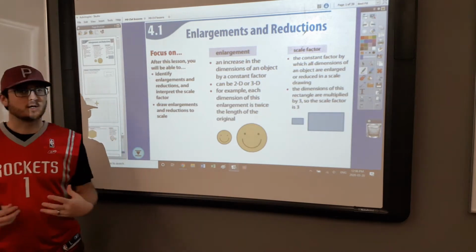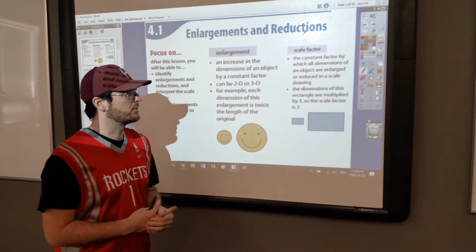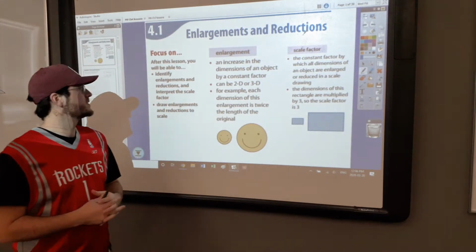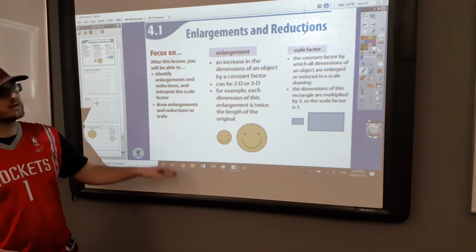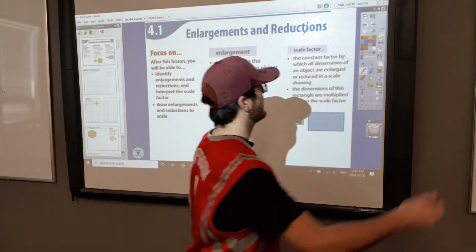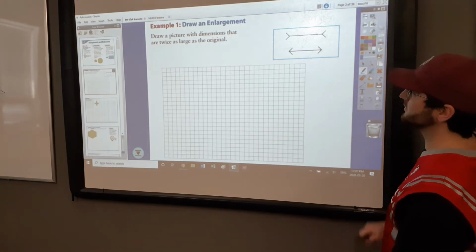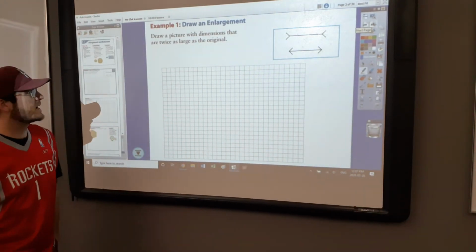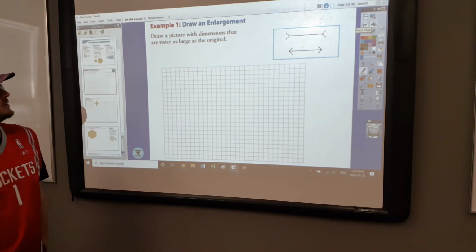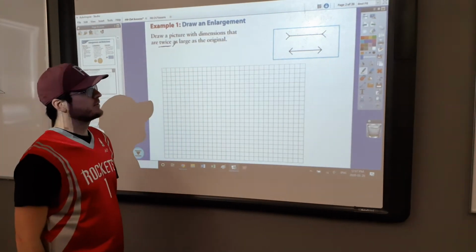And so we'll talk about how we can use scale factor in a couple of the examples in this section. So identifying enlargements, interpreting the scale factor, and actually drawing them, actually making the shape either bigger or smaller, depending on the scale factor. So we have a couple of examples here. From your book, this is example 1. It says draw the picture with dimensions that are twice as large as the original.